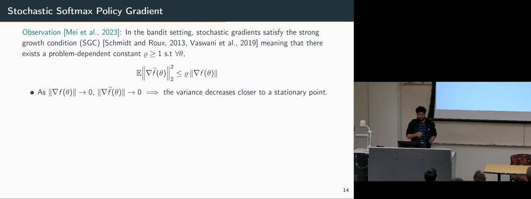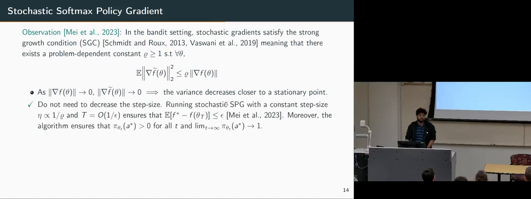Okay, so in this case, the stochastic gradients do satisfy the strong growth condition, because as the optimization progresses, you are trying to converge to a deterministic policy. So as a function of theta, the variance is actually going to 0. And this paper by May et al. actually characterizes how quickly this is happening. So they established this strong growth condition, which says that as you're getting closer and closer to a stationary point, the variance is also going to 0.